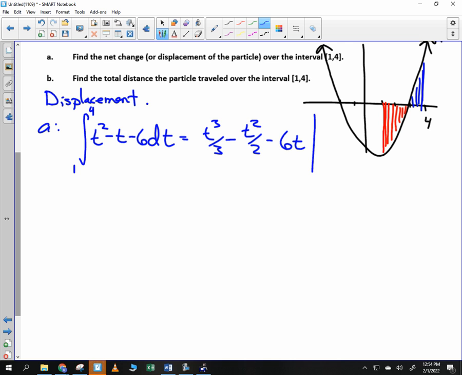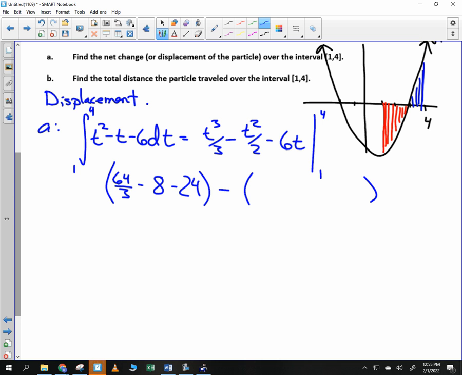Good. We're going to evaluate that at 4 and at 1. I'm going to do this one without a calculator. There are times on the AP exam you are required to not use the calculator, so we'll see how this works. We cube 4 and we get 64 over 3, minus 4 squared over 2, minus 6 times 4 is 24. So that's how I set up my first part.